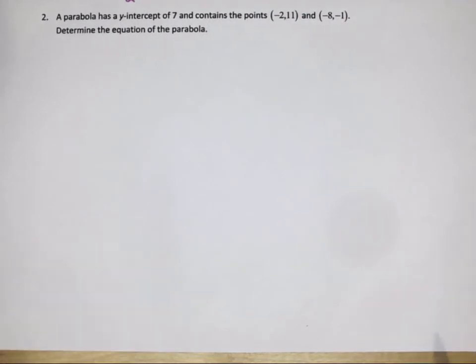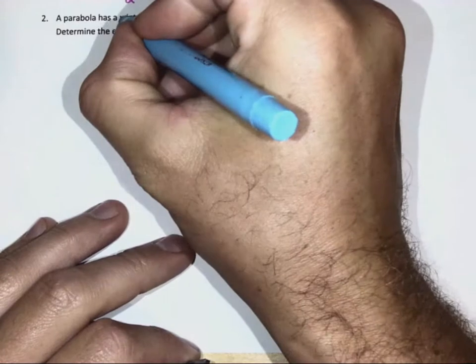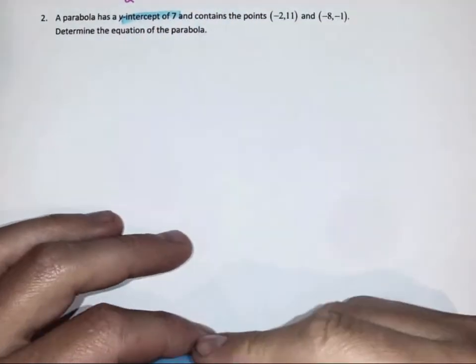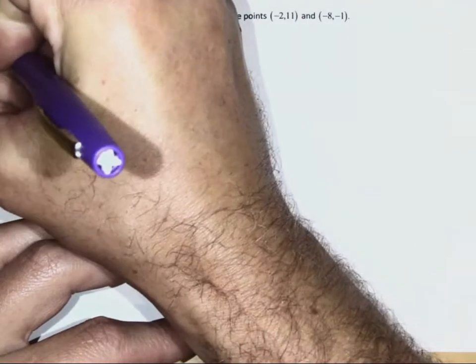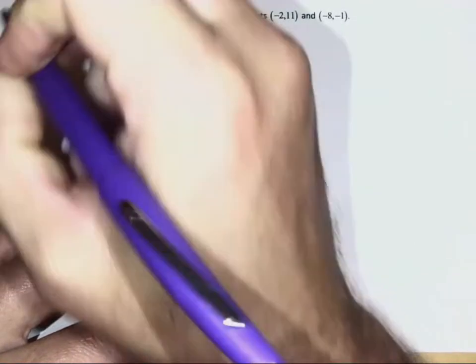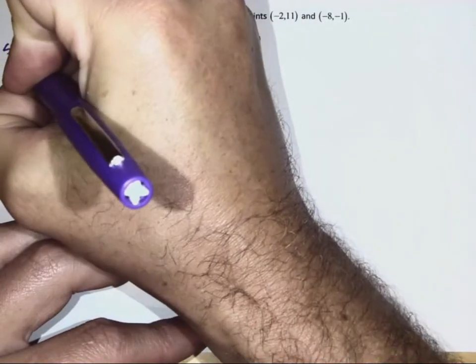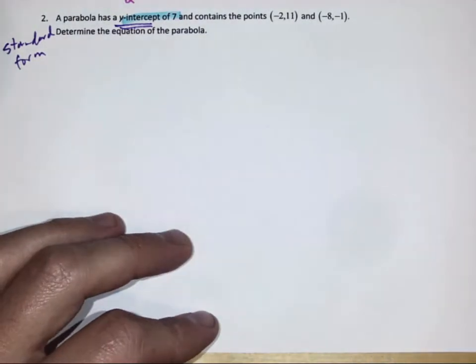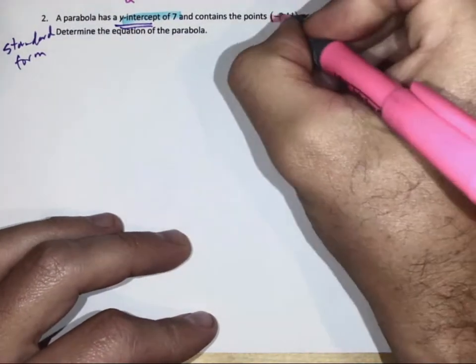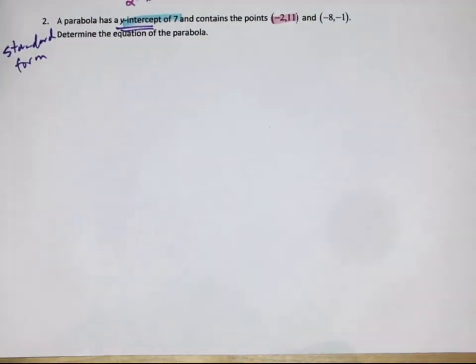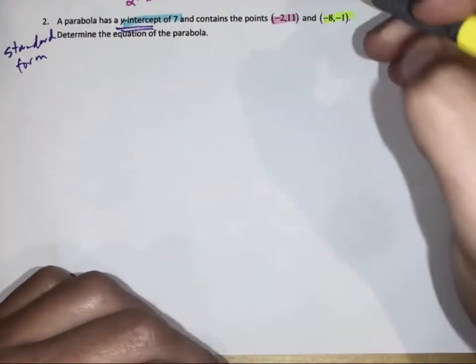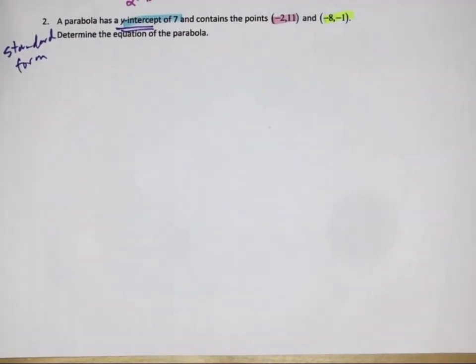Same thing applies. Parabola right now has a y-intercept of 7. Again, that tells us the y-intercept, we're going to use standard form. We're going to approach it the exact same way. We're going to create two equations with our x and y using each point. So let's fill them out.